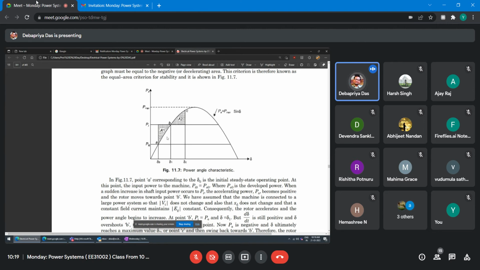So mathematically, what will happen? Area under this cup A1 is equal to A2. That means what will happen? You have to integrate from delta 0 to delta 1, and this is delta 1 to delta 2. This area and this area, both are equal. This is called the equal area criterion.